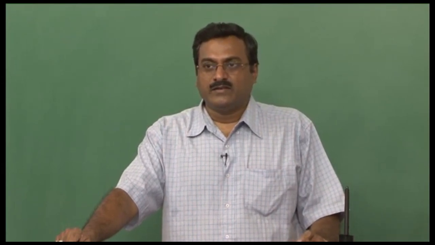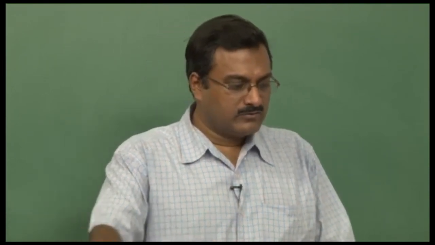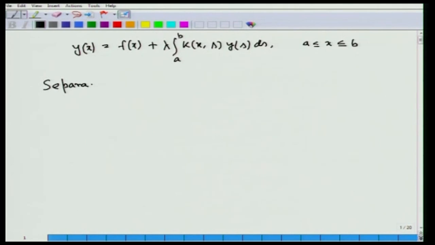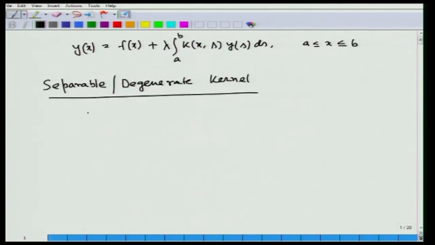And today's entire lecture is confined to this special type of kernel, that is, separable or degenerate kernels. So, we will be considering this kind of equation, that is, y(x) equals f(x) plus lambda integral from a to b of k(x, s) y(s) ds, where a is less than or equal to x less than or equal to b, and we will be considering the separable or sometimes called degenerate kernel. A degenerate kernel is defined by k(x, s) equals the summation, r running from 1 to n, of p_r(x) q_r(s).